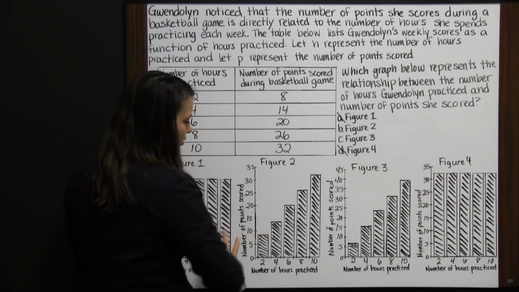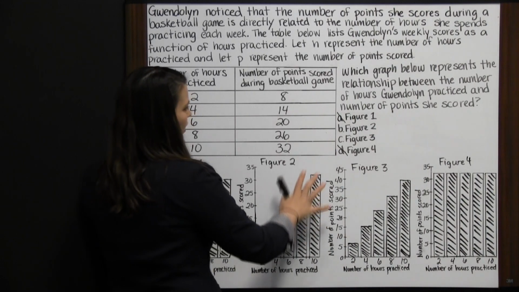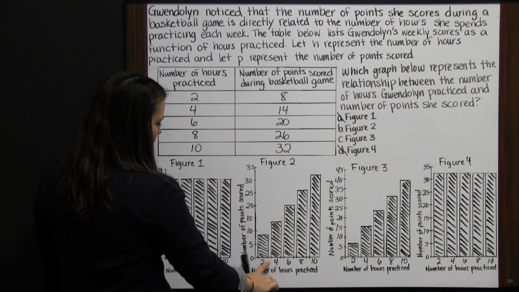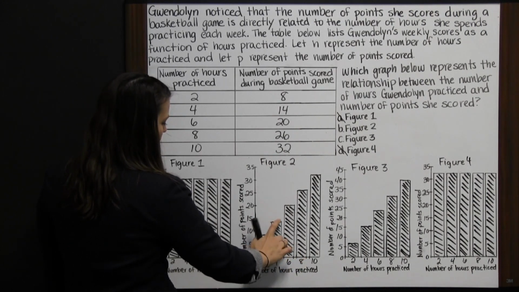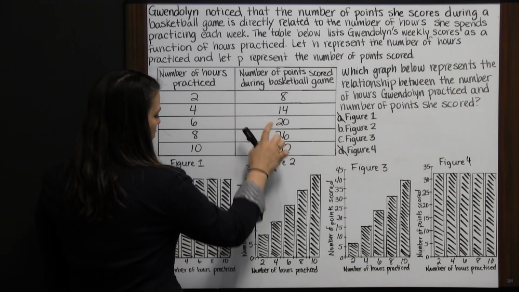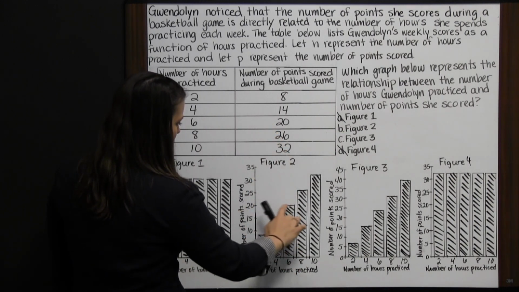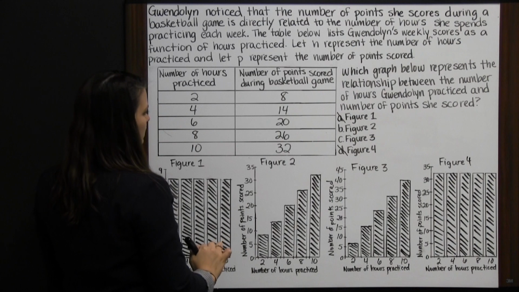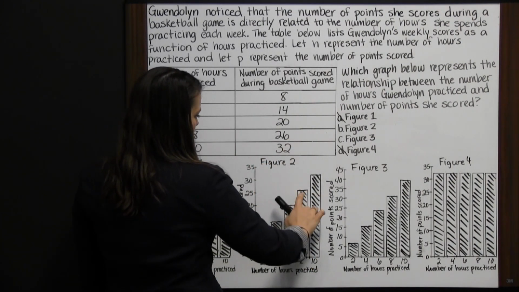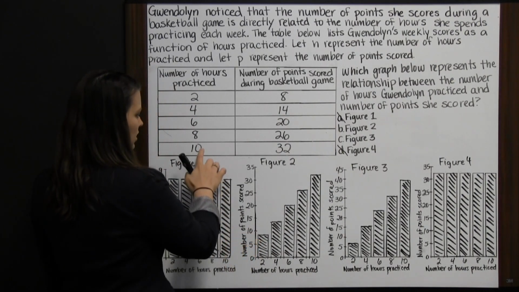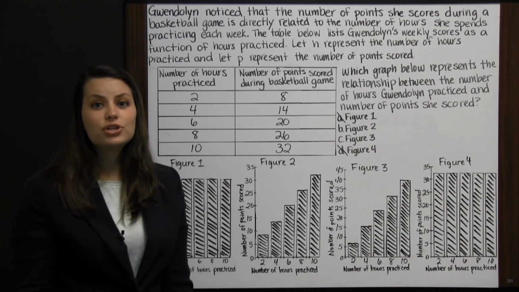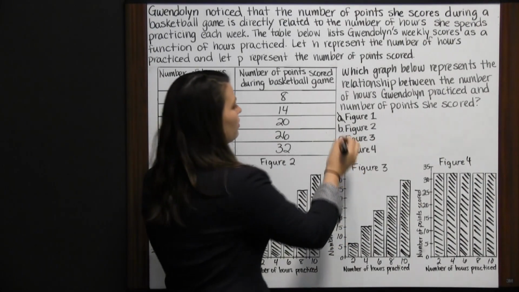So let's go back to figure 2 because I believe this is the one that represents our data. For 4 hours practicing, we get 14 points, and that is what this bar indicates. 6 hours of practice is 20 points. 6 hours, this does look like it indicates 20 points. 8 hours of practice, 26 points. Right above 25, that looks good. 10 hours of practice, 32 points. So figure 2 is the one that represents our data.